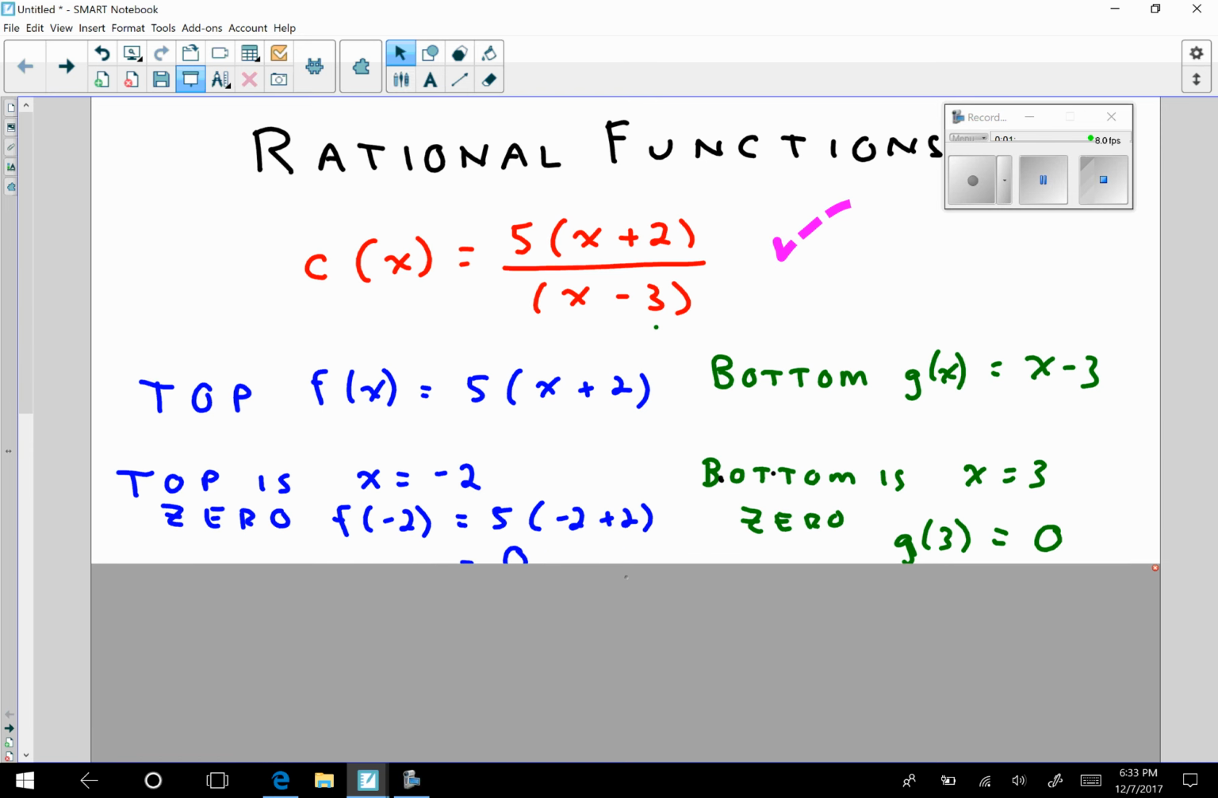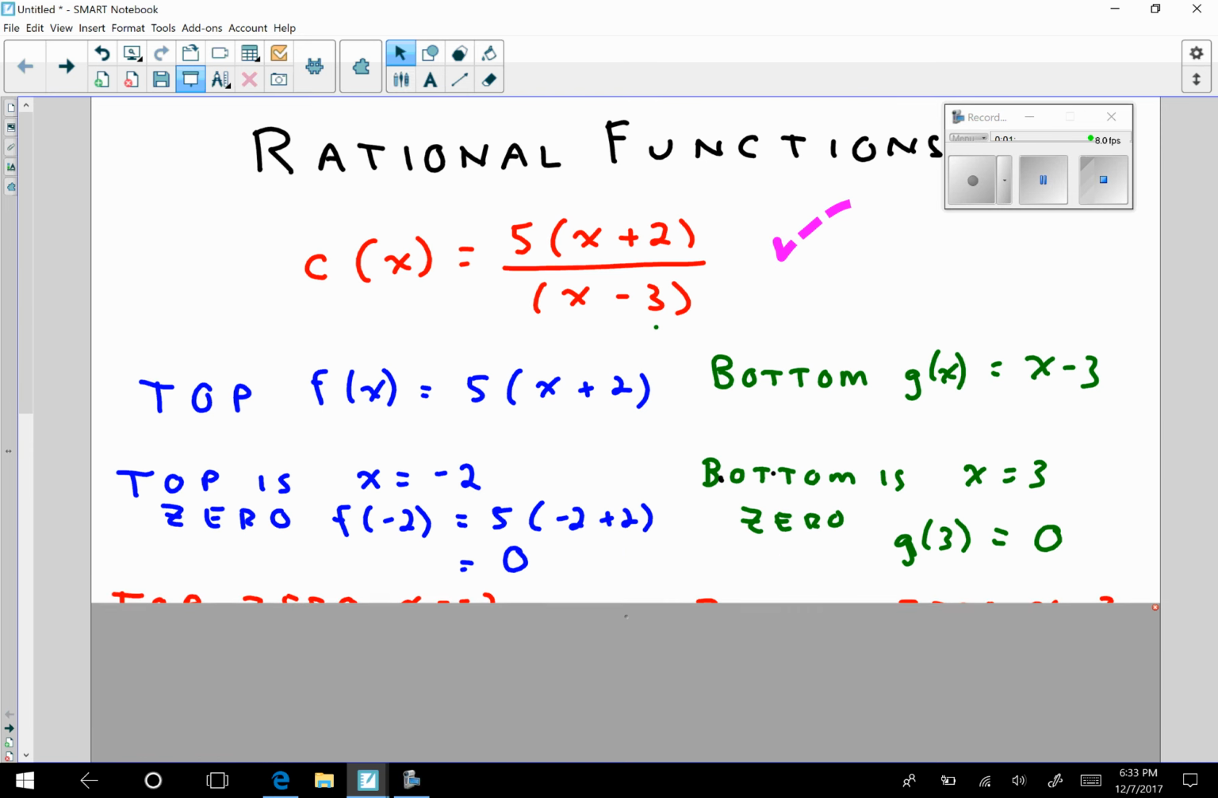So we see here that the top is 0 when x is negative 2. Why is that true? Because f of negative 2 is 5 times negative 2 plus 2, which is 5 times 0, which is 0. And the bottom is 0 at x equals 3 for the same reason. g of 3 is 0.